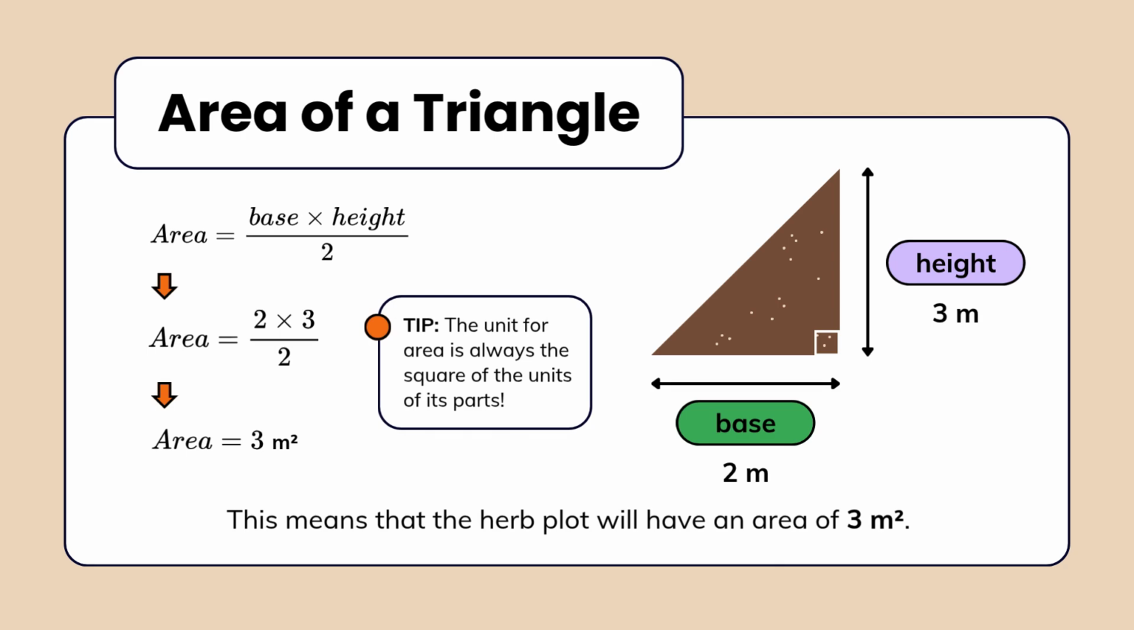So we do 2 multiplied by 3, which is 6. Then we divide it by 2, which gives us 3. That means Duke's herb garden has an area of 3 square meters. And remember, area is always measured in squares, like m², square meters, because we are covering flat space in two directions at once.